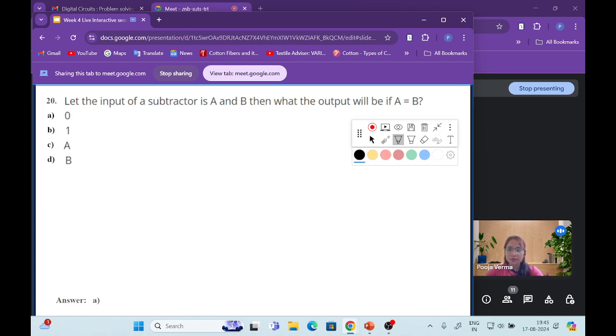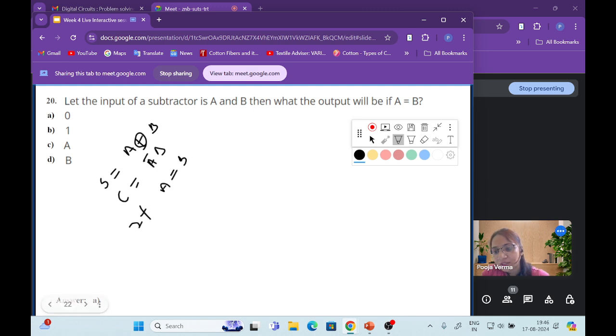Let the input of a subtractor be A and B. Subtractor is represented by A XOR B. Here only A and B are given, two inputs only, so it is a half subtractor. Okay, right? And the borrow is A bar B, right? So here it is asked what the output will be if A is equal to B.